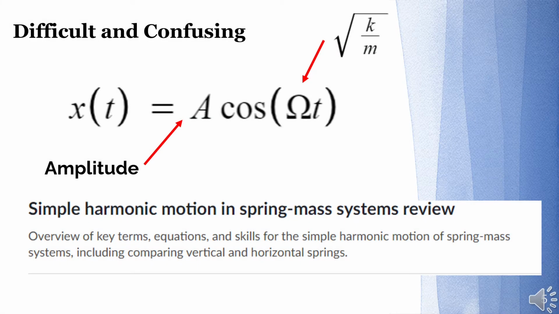To be honest, this is where the steps got a little bit confusing. We end up with the function x of t equals a cosine omega t, where a is the amplitude or maximum stretch, while omega equals the square root of k divided by m. In order to clear up any misconceptions, I went to Khan Academy. Google kindly directed me to an article on simple harmonic motion in spring mass systems.